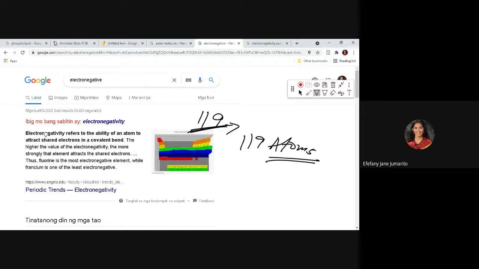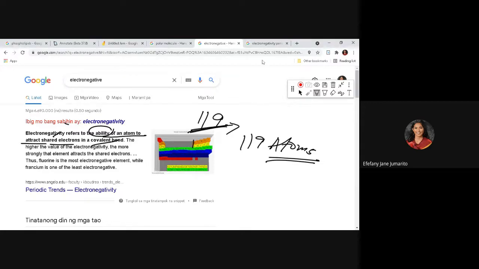Electronegativity refers to the ability of an atom to attract a shared electron, or to attract other atoms, because in an atom there are electrons, protons, and neutrons. Electronegativity is the ability of an atom to attract electrons in a covalent bond. Covalent means you have a non-metal and a non-metal. Or ionic, where we have a metal and a non-metal.